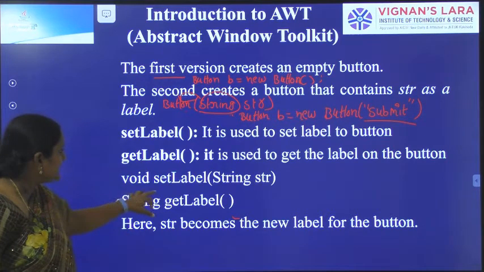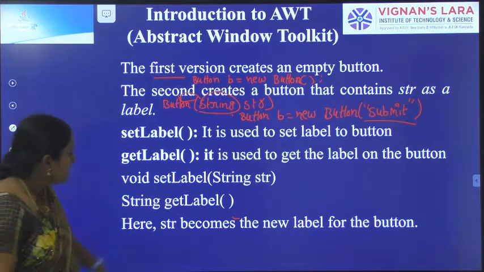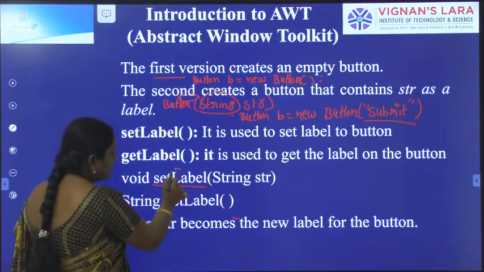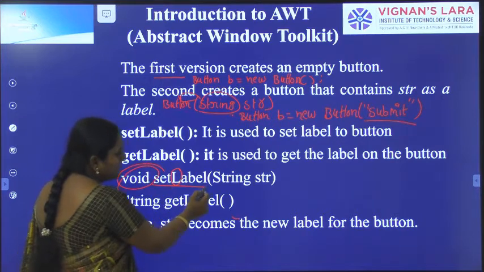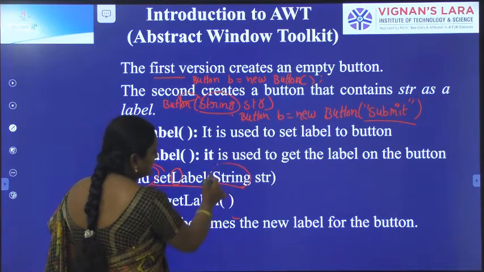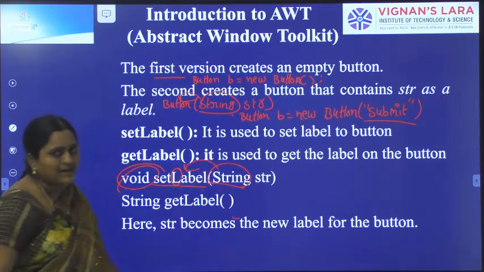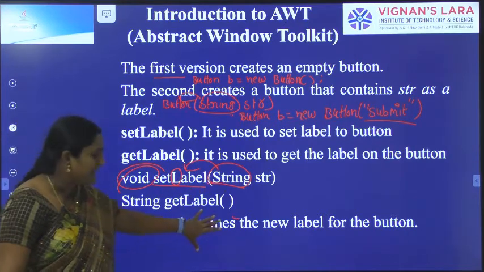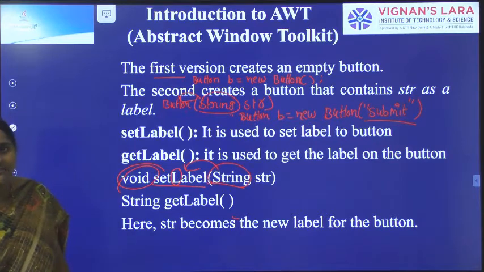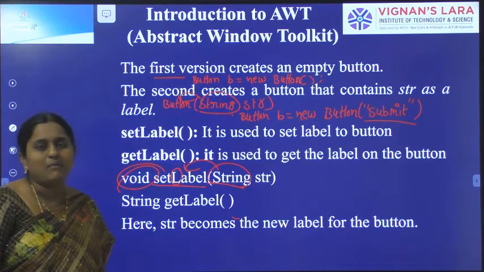Next, what is the syntax of the setLabel method? Here, if any method name contains two words, the first letter of the second word starts with an uppercase letter. It is written as void setLabel(String str). Here String is a class, and that class is applied as the argument to the setLabel method. str is a reference of String. Next, the getLabel method returns an object of String type.